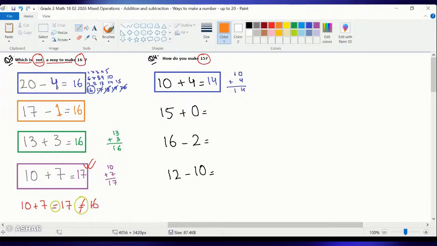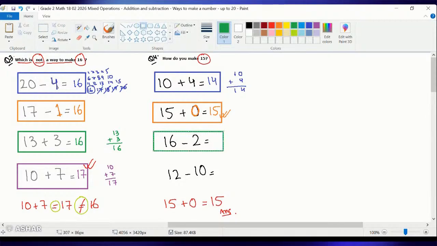So let's look at the next option. 15 plus 0. We know the rule when 0 is added to any number, the number stays the same, right? That means this is the correct option for us. 15 plus 0 would always be equals to 15. Agreed? Because of this, we don't have to solve the remaining two. Once we find our answer, we don't solve the remaining.